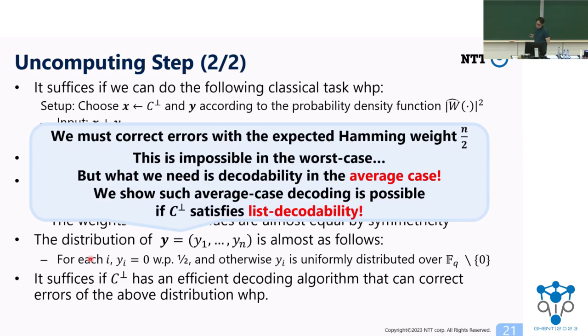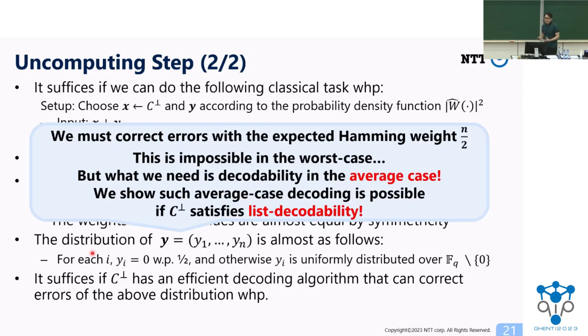But remark that what we have to do is average case decoding. That is, we already know the form of the error. The error comes from this specific form, and we only need to show that we have a decoding algorithm that works for this error with high probability. And in such a setting, we show that we can make use of list decodability.